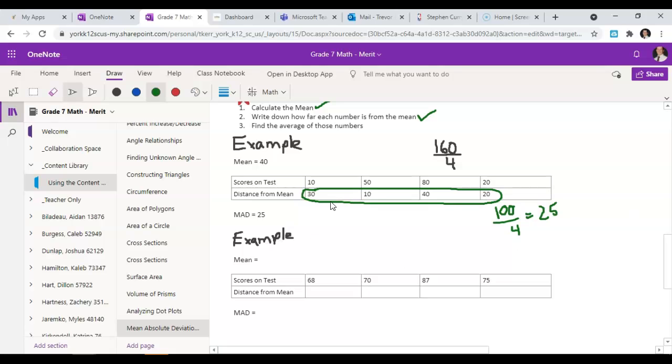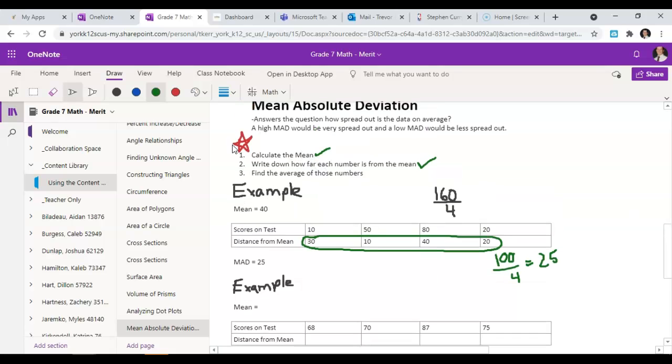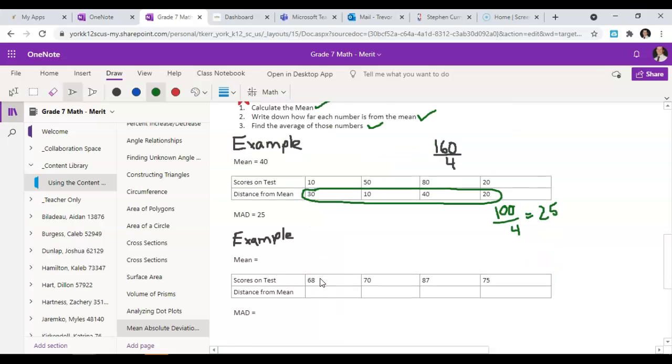Good. So again, those are your 3 steps right there. Go through them again for this next one, and it's the same 3 steps every time. So if you'd like to pause the video, try it on your own and then see if my work matches yours.